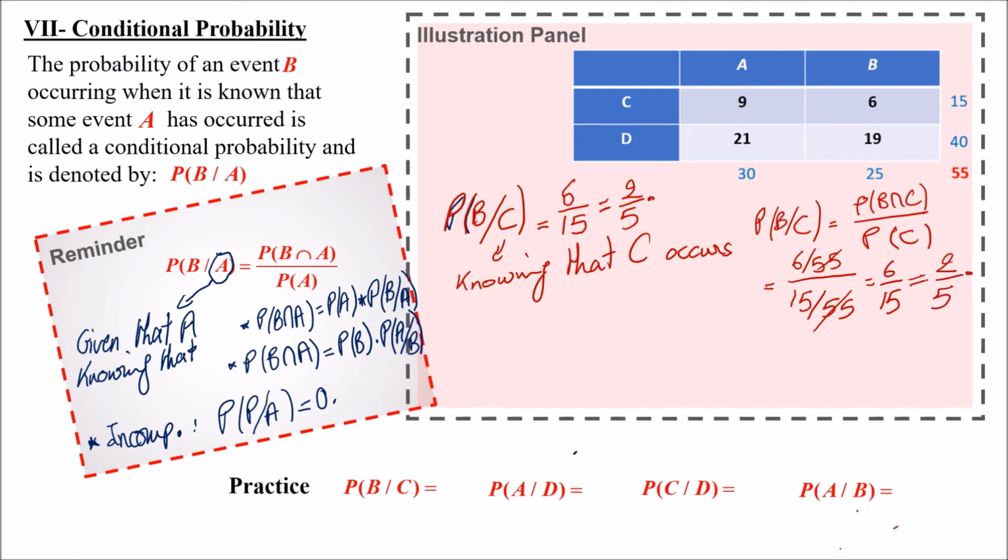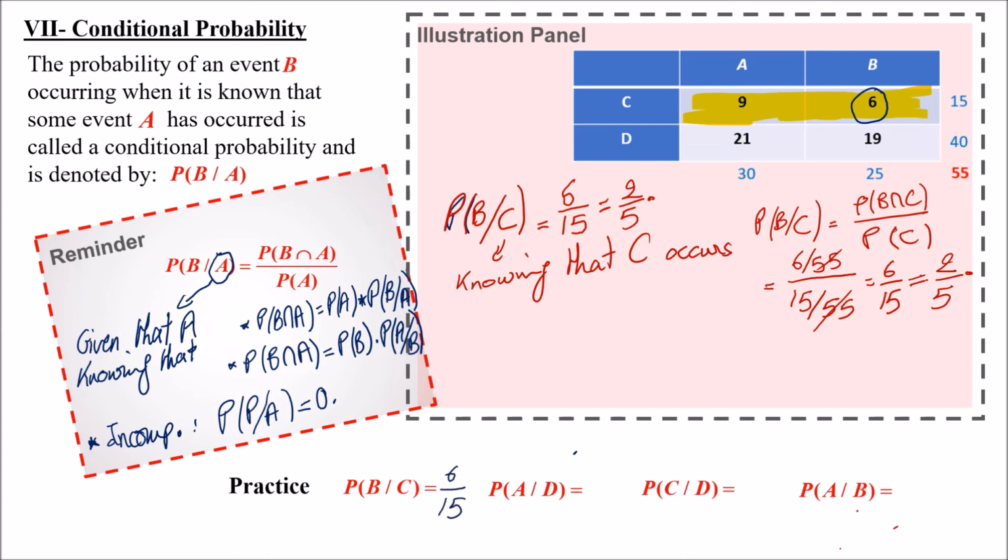But I will repeat the first method also, because it's simpler to find it using the table. So first thing, we color the C because we are working on C. What's the probability of B here now? If we look here, B given C, we are talking about this B because we neglect all the others. Therefore, it's 6 out of the total, which is 15 in this case. So here, 6 over 15.